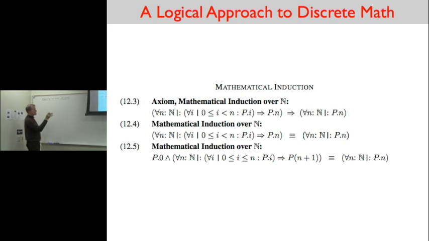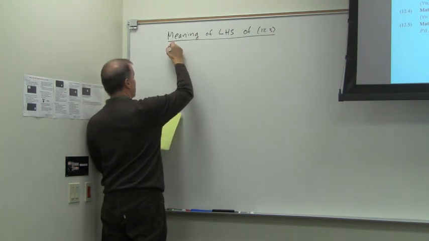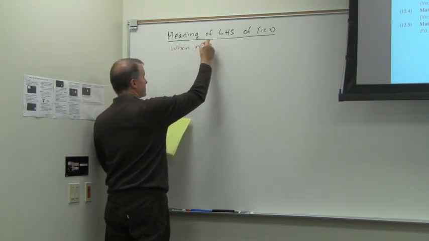Now, let's just take a look at the left-hand side of 12.3. Now, 12.3 says for all n, right? So let's take a look at the inside of 12.3 in the case that n is 0. Because when it says for all n being the natural numbers, that means it's with n equals 0, and with n equals 1, and with n equals 2, and with n equals 3, etc., right? Okay, so let's take a look at the left-hand side when n is 0. So the meaning of the left-hand side of 12.3 when n equals 0.